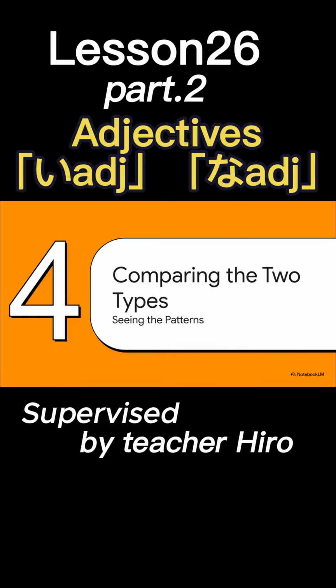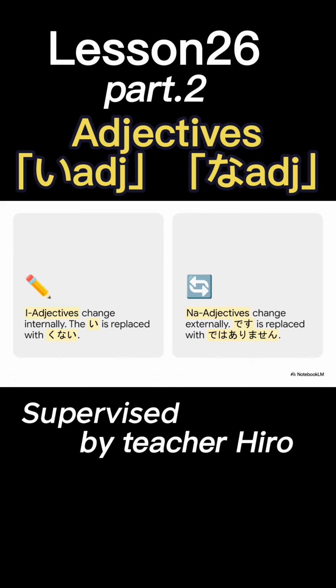All right, it is time for the big aha moment. Let's put these two rules right next to each other. This is where that core difference becomes completely, totally impossible to miss. And there it is. This is the single most important thing to take away. I-adjectives change internally. You're actually modifying the word itself. Na-adjectives change externally. You leave the word alone and just modify the ending. Internal versus external. If you can just remember that one simple idea, you have absolutely cracked the code for Japanese adjectives.